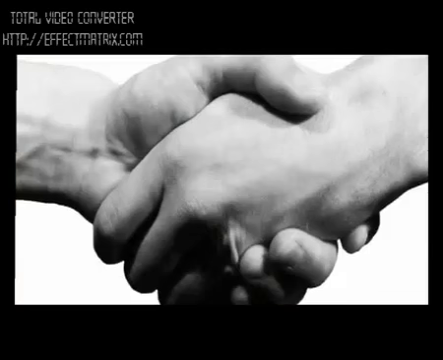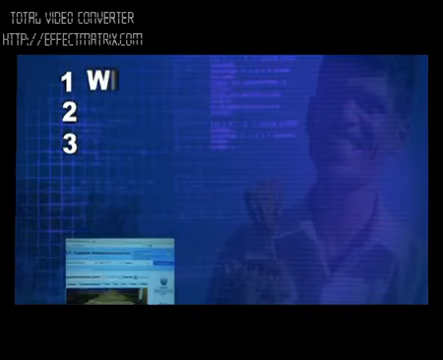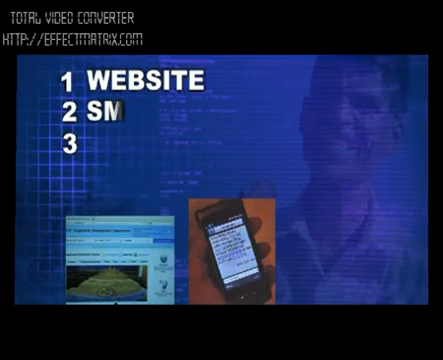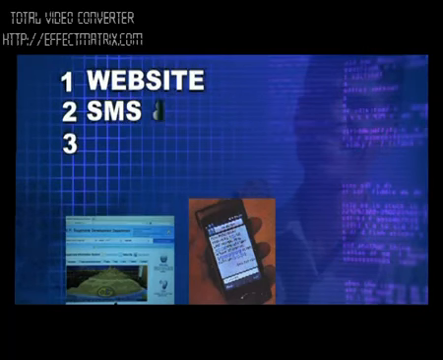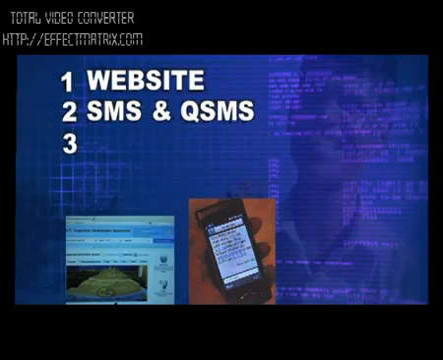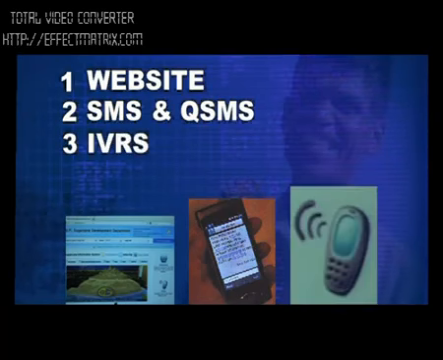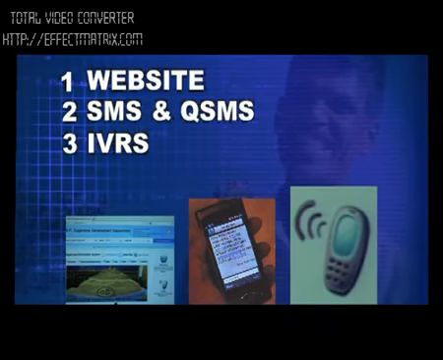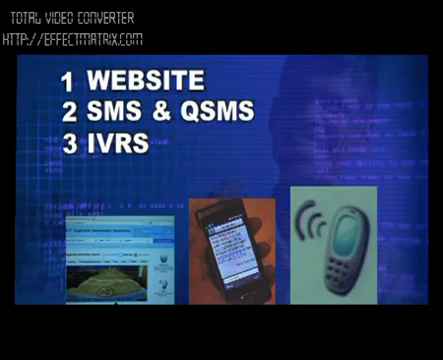That was the solution. It was jointly decided that a 3-tier system involving the use of a website, short messaging system or SMS, query messaging system or QSMS, and interactive voice response system or IVRS should be adopted. This would ensure that all the farmers with varying literacy levels could benefit equally from the system.